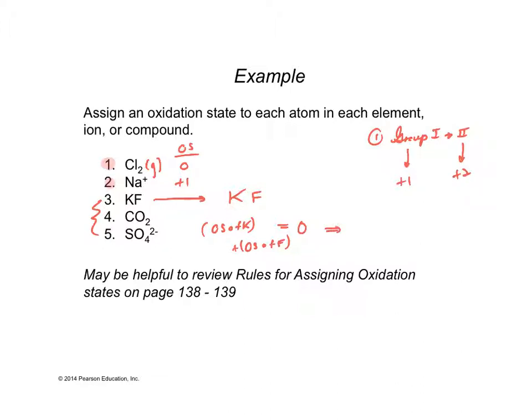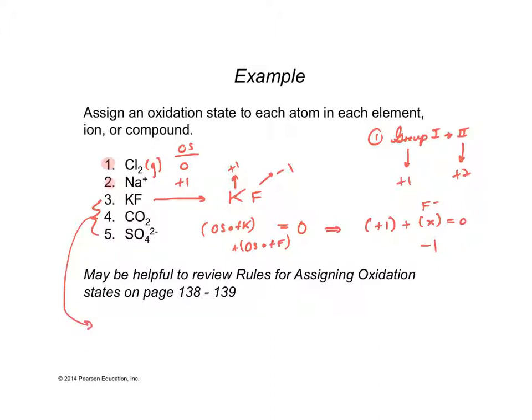So if we're going to assign these, we have a +1 plus the oxidation state of fluorine, right? We assign the most predictable things first, and then we assign the least predictable things last. So what does the oxidation state of fluorine have to be if our +1 plus whatever x is has to equal 0? -1, right? So for this guy, for K, we've got a +1, and for F, we have a -1, okay? Super easy.